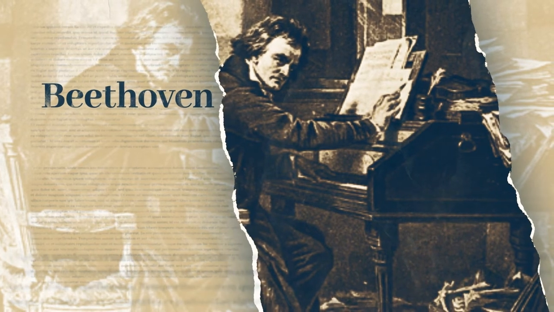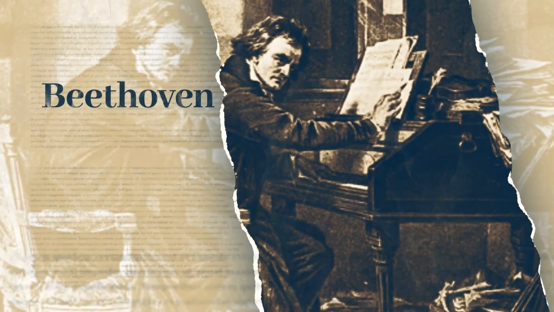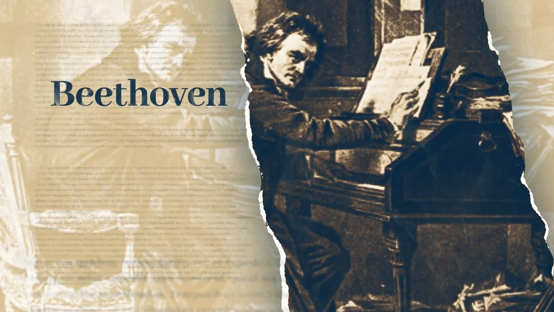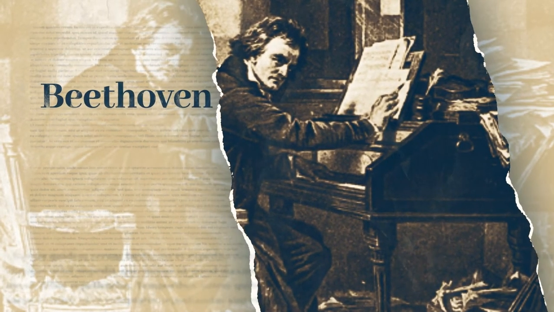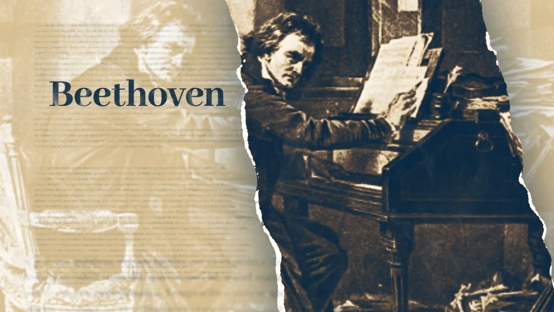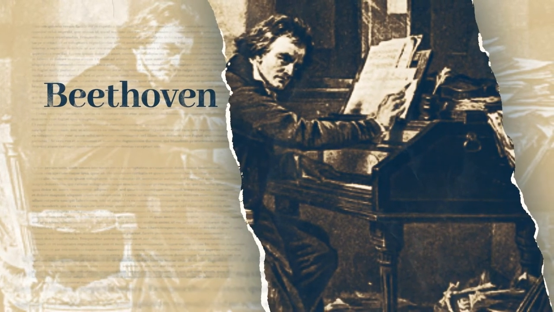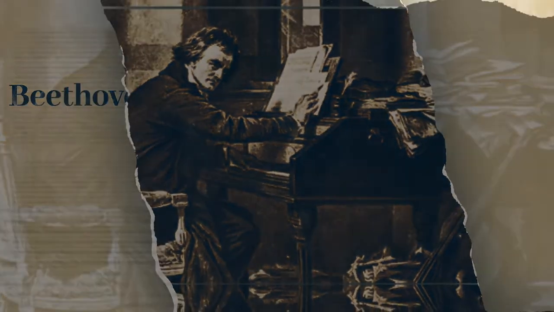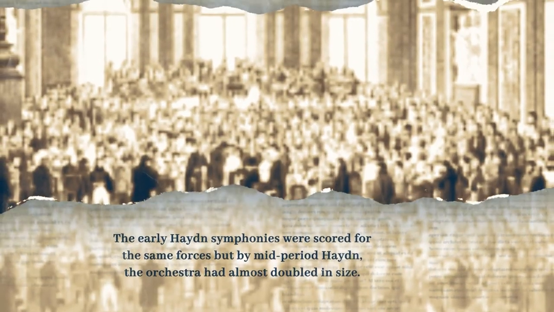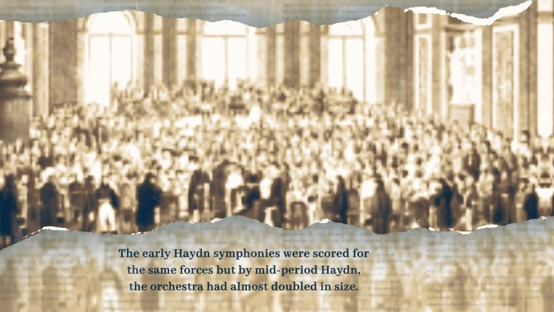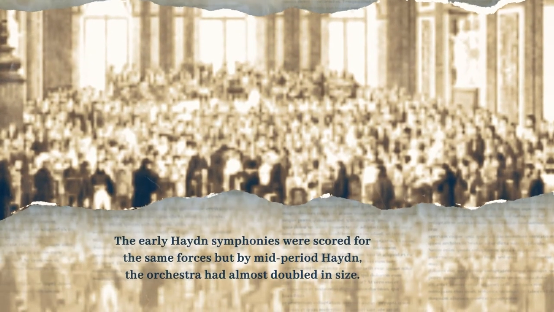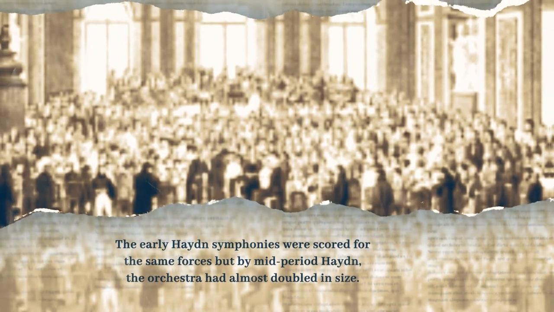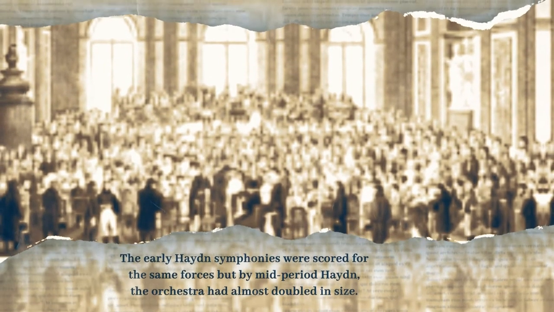Alongside the concerto came the classical symphony that had its roots in the Italian sinfonia reformed in the 18th century. The new classical symphony allowed for the development of a new symphonic sound. The orchestra we recognize today began in the classical period. The early Haydn symphonies were scored for smaller forces, but by mid-period Haydn, the orchestra had almost doubled in size. As a result, new instruments like the clarinet found favor in this orchestral setting.